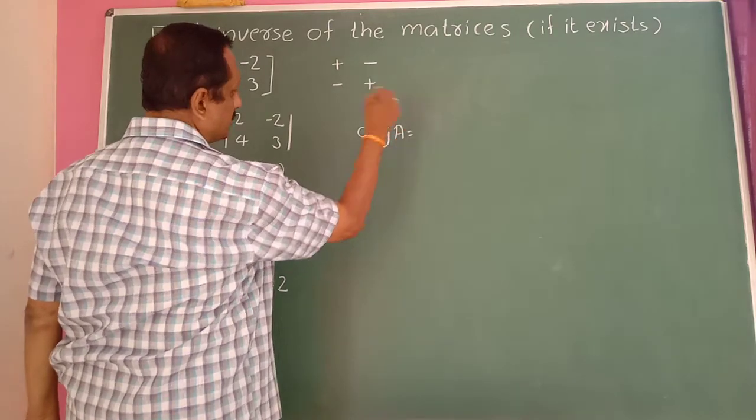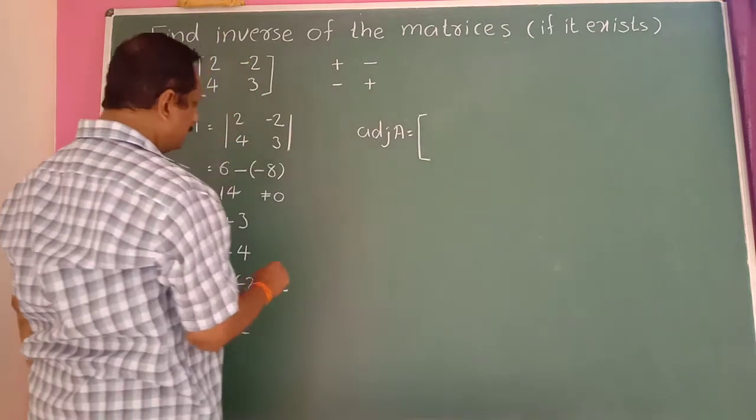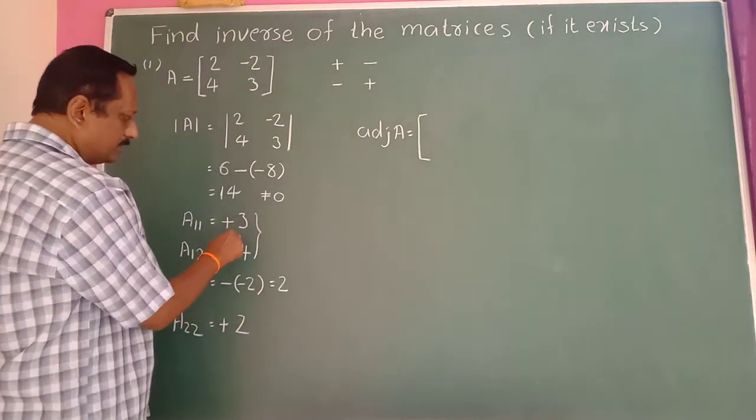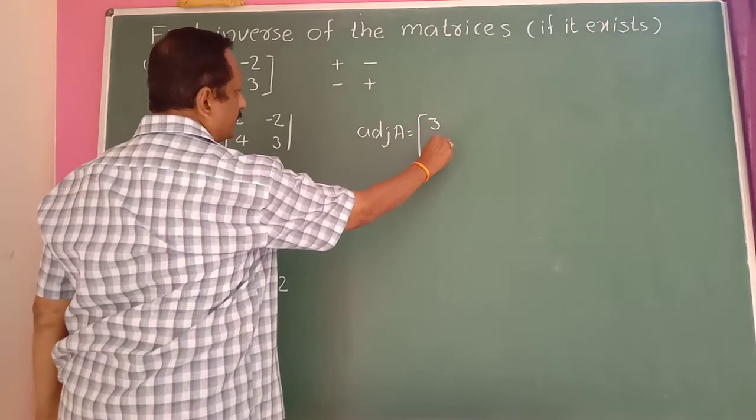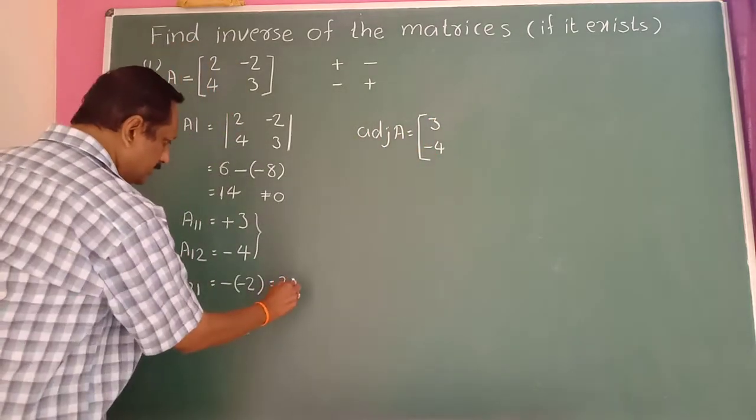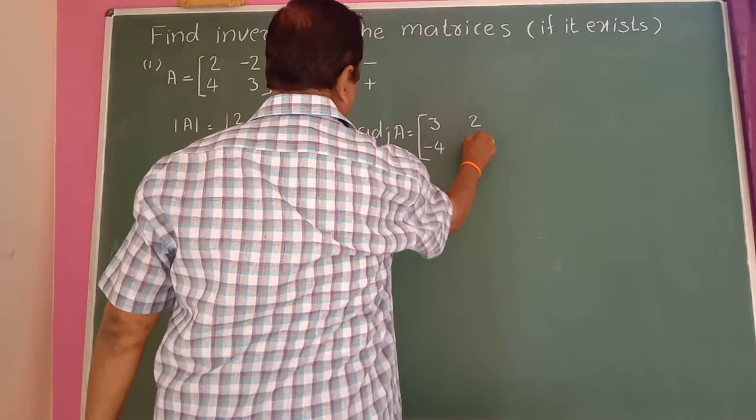The adjoint of the matrix A is equal to this matrix. That is important. Here, write these two numbers in the first column: 3 and minus of 4. Then write these two numbers in the second column: 2 and 2.